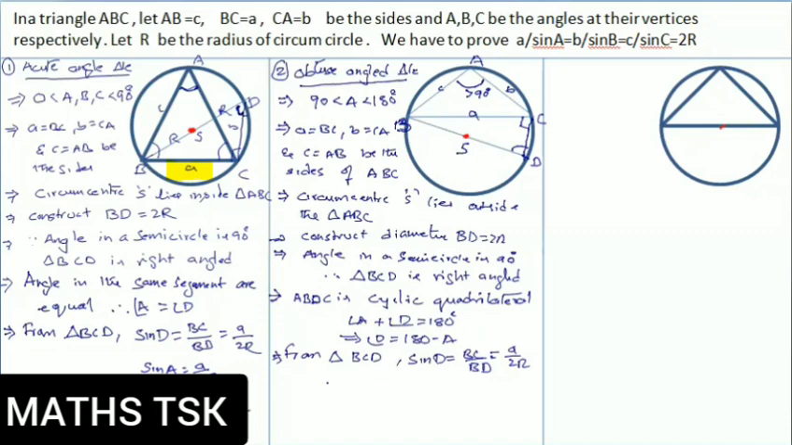Since D is equal to 180 minus A, sin of 180 minus A is a by 2R. This implies sin A is equal to a by 2R. Similarly, if you consider B and C obtuse, we prove sin B is equal to b by 2R and sin C is equal to c by 2R.